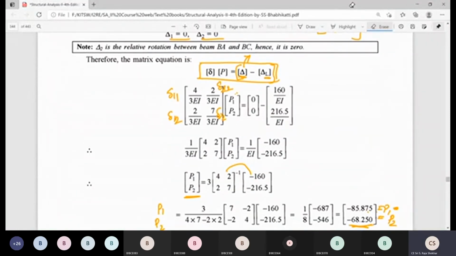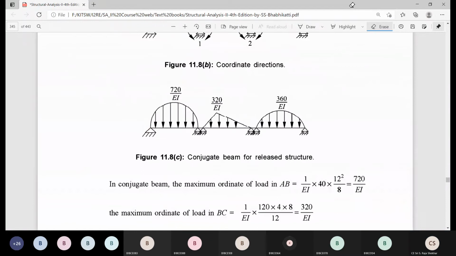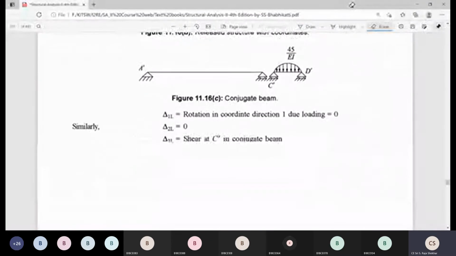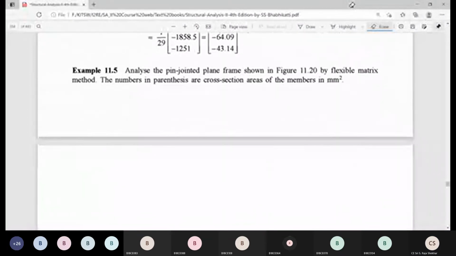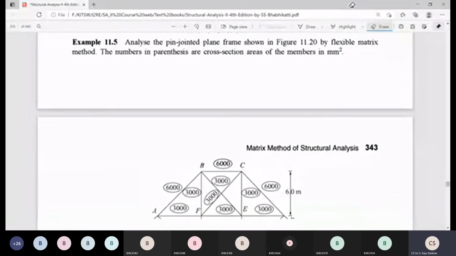But this is easy for you for analyzing continuous beams. Okay, right. Now I'll move to the next concept, that is the analysis of truss and frames. First we will discuss the truss. After that we will move to the frame.